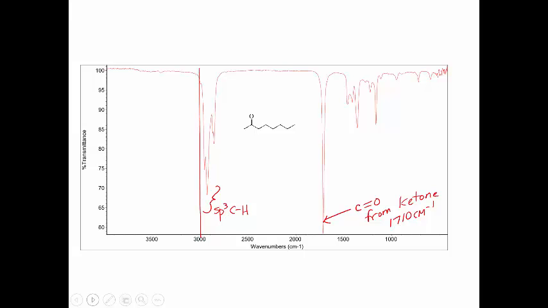And that's all we really need to get from that spectrum. So as you can kind of get an idea, we're looking for functional groups. We're also looking for what type of carbon-hydrogen bonds we have, whether we have sp carbon hydrogen, sp2, or sp3. That's very useful information.